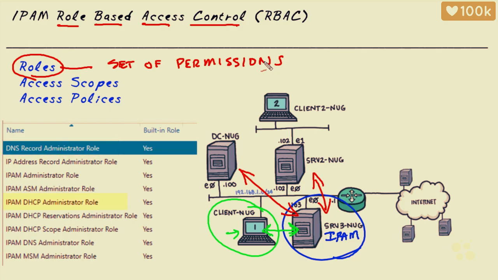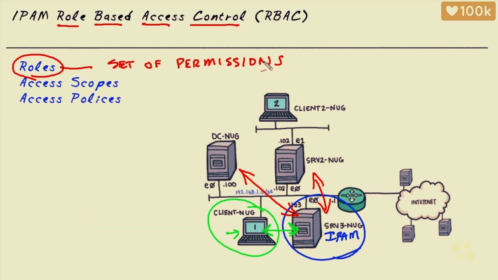On the DHCP side, there's a role for the IPAM DHCP administrator. And also regarding DHCP, on the lighter side, there's an IPAM DHCP scope administrator. So again, these are just sets of rights or permissions that each of these roles is associated with. And if we don't like the default roles, we don't have to use them. We can go ahead and create our own custom roles as well and assign exactly the permissions that we want to these custom roles.